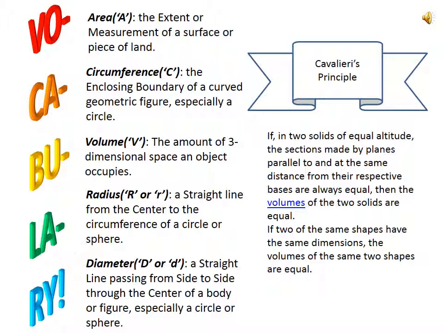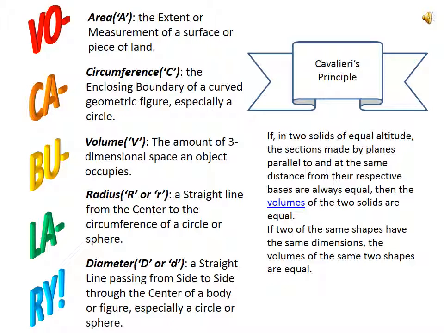Next, we have radius, which is a straight line from the center to the circumference of a circle or sphere, and it is represented by an r in the equation. Lastly, we have diameter, which is a straight line passing from side to side through the center of a body or figure, especially a circle or sphere, and is represented by a d.